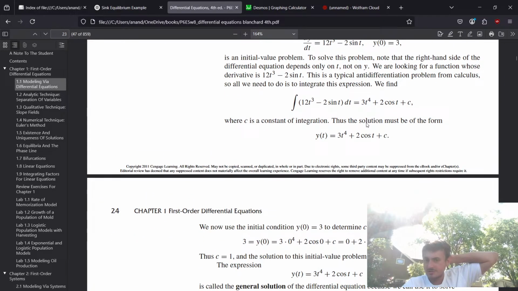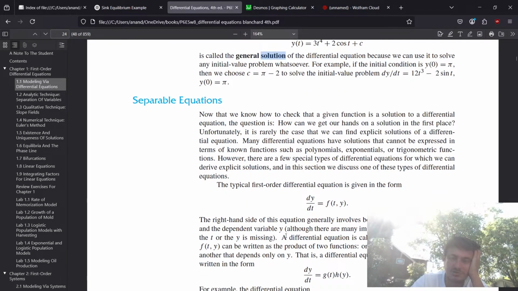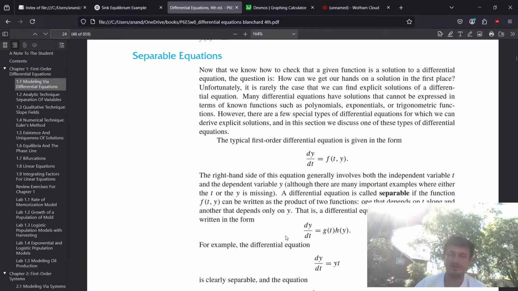Okay, they do integration. Okay, they again introduce the general solution in a little bit more detail. Okay, here we go.